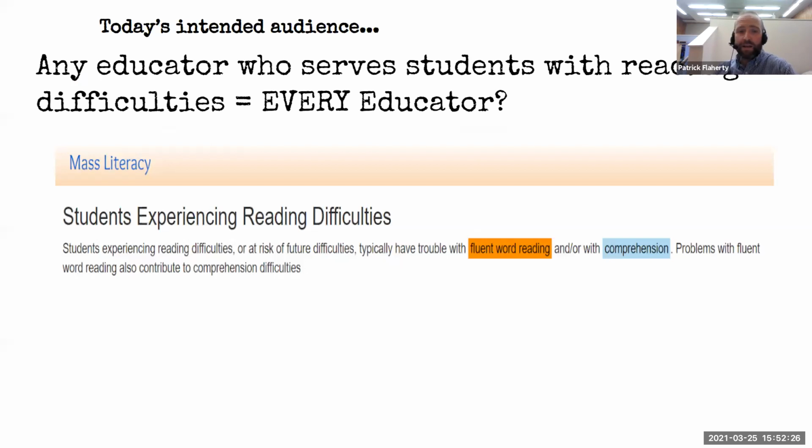And this is part of that landing page that Donna mentioned earlier. And this ties right in with that simple view of reading, right? So students experiencing reading difficulties or at risk of experiencing them will have trouble with fluent word reading and/or comprehension. And then this is really what I'm going to focus in on today, really. This problems with fluent word reading also contribute to comprehension difficulties. So I'm really going to focus on what is the basis, like where do these comprehension issues come from?